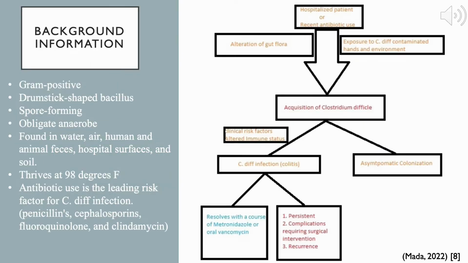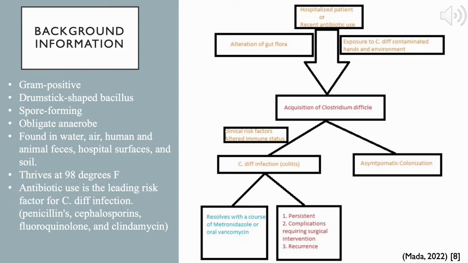Some more background information on C. diff. They are gram-positive, which again means that they have that thick peptidoglycan layer and no outer lipid membrane. It is a drumstick-shaped bacillus. It is spore-forming, which is very self-explanatory. It forms spores. It is an obligate anaerobe, meaning that it cannot survive in the presence of oxygen. It can be found in water, air, human and animal feces, as well as hospital surfaces and soil.